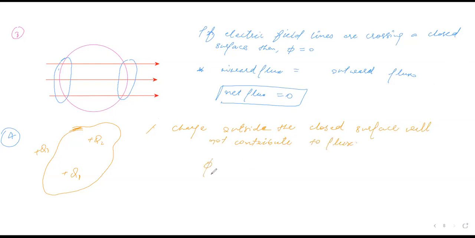Finally, we can write here phi is equal to Q enclosed over epsilon naught, which is equal to the total amount of charge enclosed, Q1 plus Q2, over epsilon naught. This is your final answer. Are you clear? Yes. Note down, please.